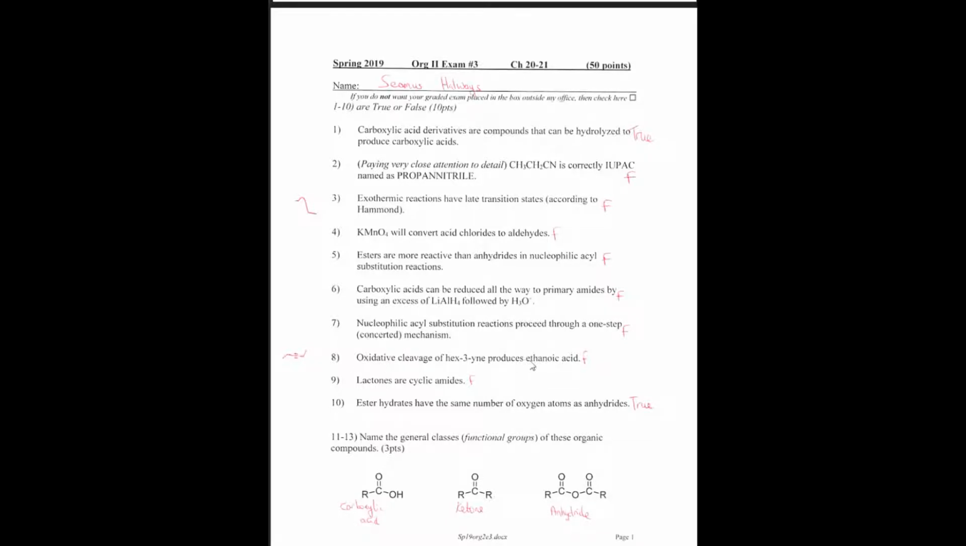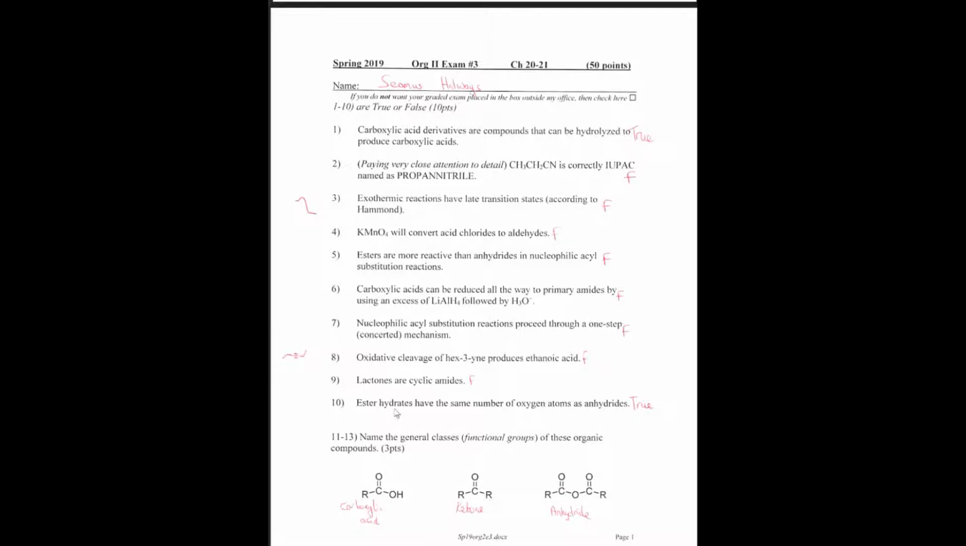Question 8, oxidative cleavage of hex-3-yne produces ethanoic acid, is false. Oxidative cleavage of alkynes can give carboxylic acids, but the position of the triple bond in this isomer would not give you the 2-carbon ethanoic acid.